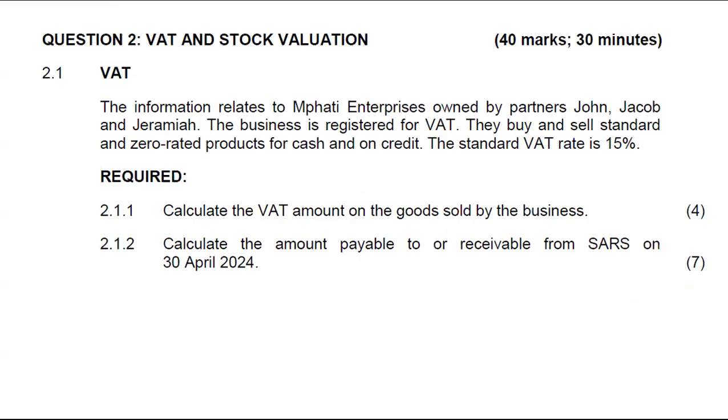Now, VAT, the information relates to Mpati Enterprises owned by partners John, Jacob, and Jeremiah. The business is registered for VAT, so they are a VAT vendor. They buy and sell standard and zero rated products for cash and on credit. Now you need to pay attention to zero rated products. It means that VAT on those products will be equal to 0%. They are still taxable, but at 0%. Now the standard VAT rate is 15%. Please make sure that you highlight that.